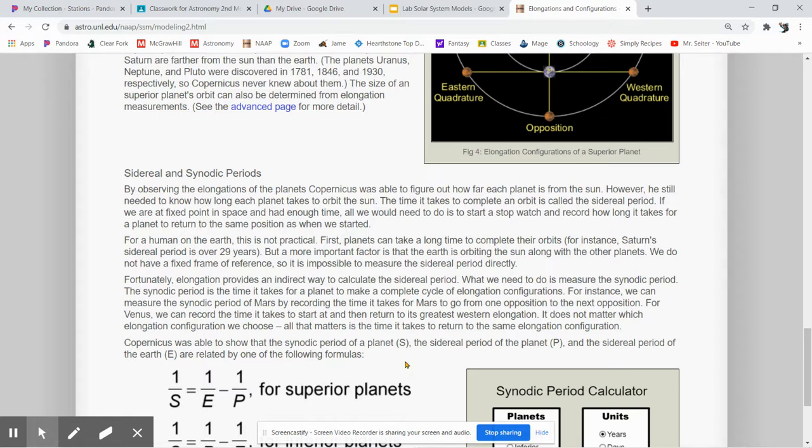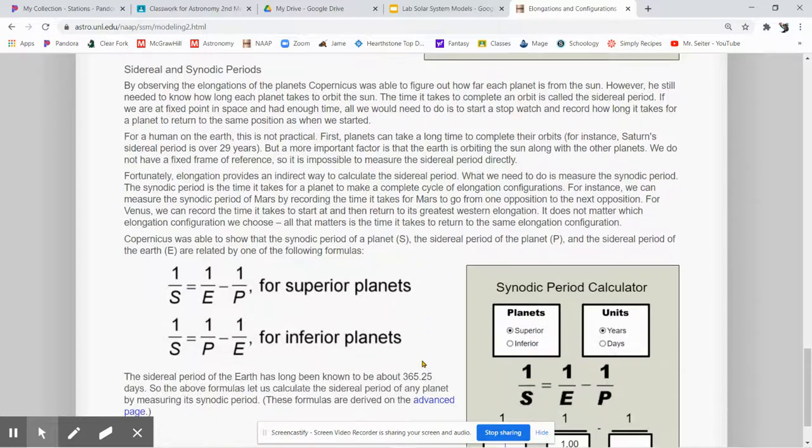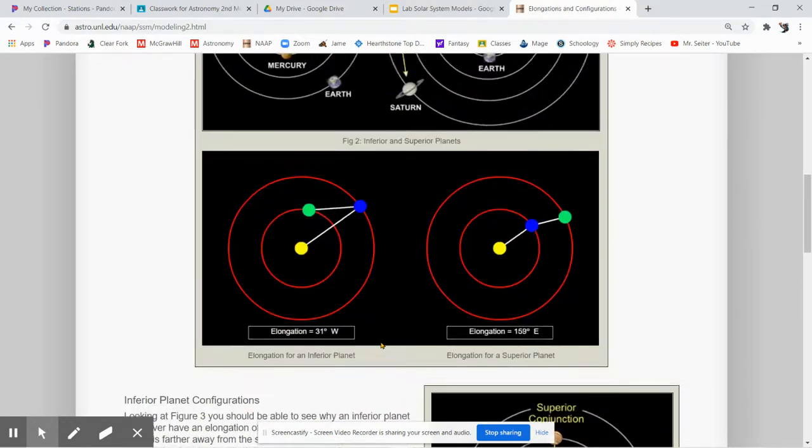Copernicus was able to show that the synodic period of a planet, the sidereal period of the planet, and the sidereal period of the Earth are related by one of the following formulas. Now, what it's talking about here is that here we come up on greatest elongation, but let's wait until it gets to its next point. Right here. Now, we're going to wait and see how long it takes to line back up there again at superior conjunction.